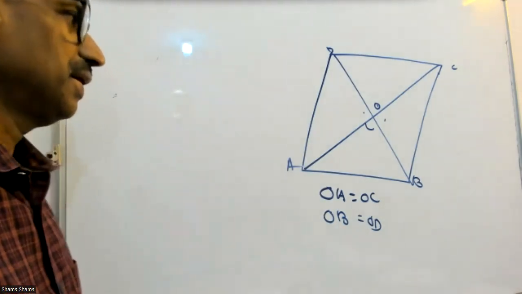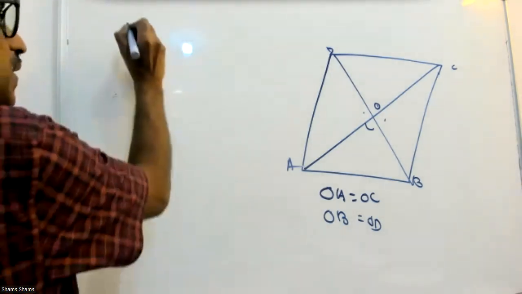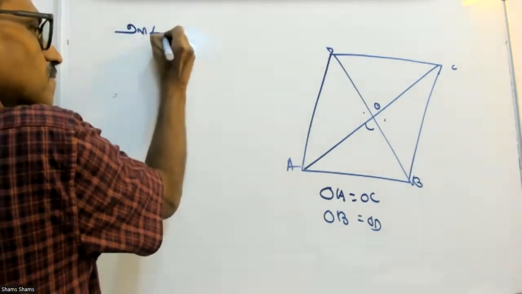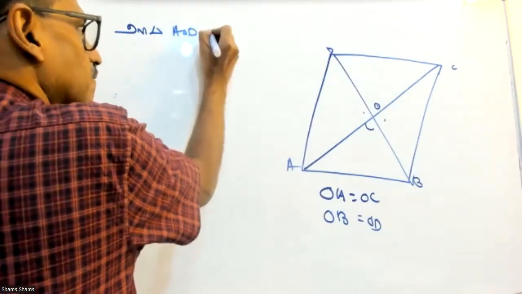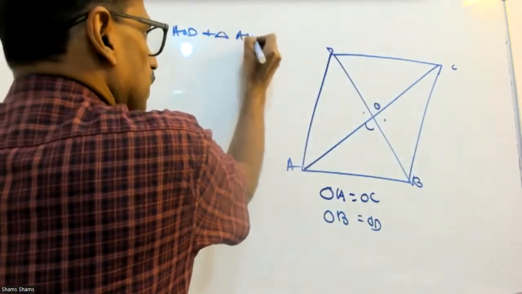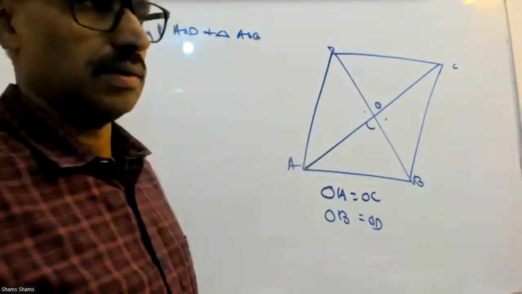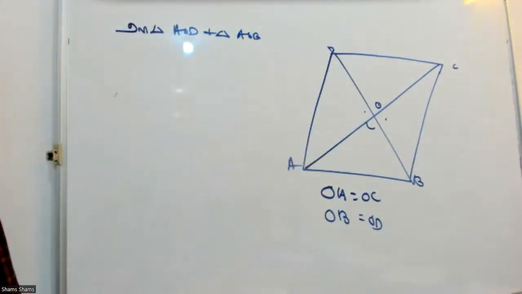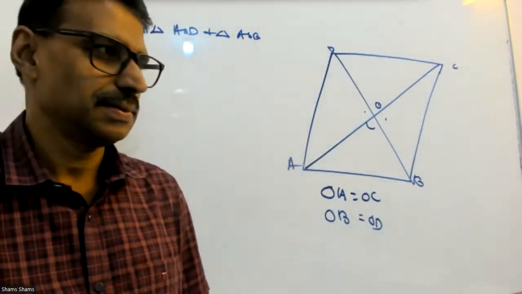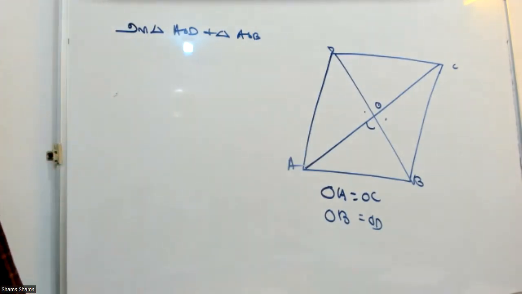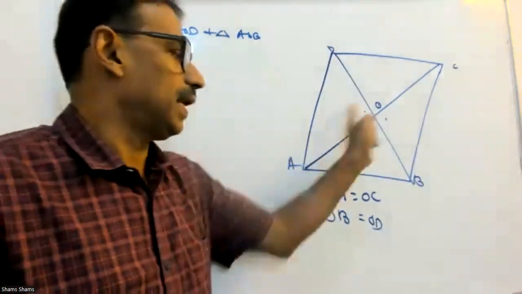So here, look. Triangle AOD and triangle AOB. In these triangles, are any sides equal? Any angles equal? A, O, D, and A, O, B.